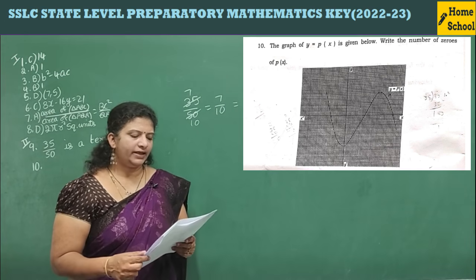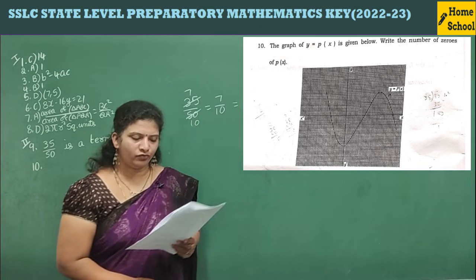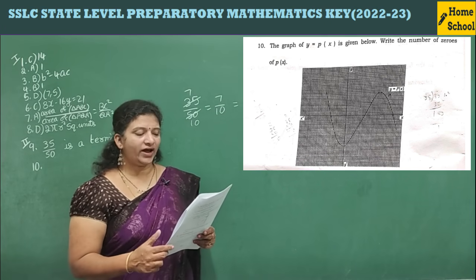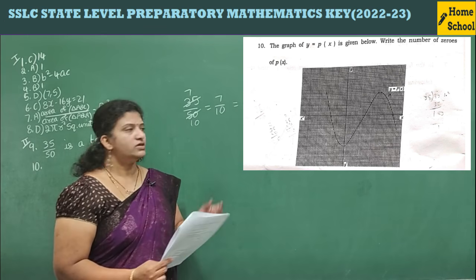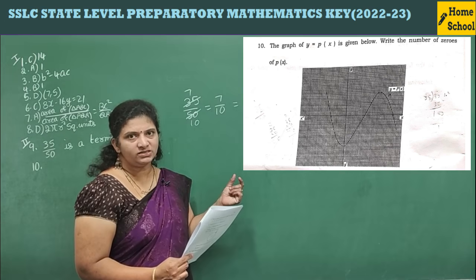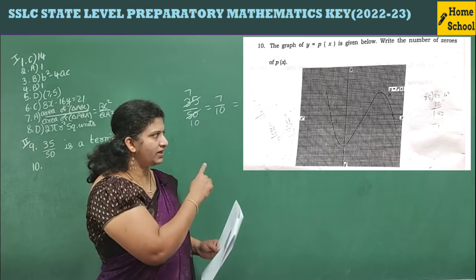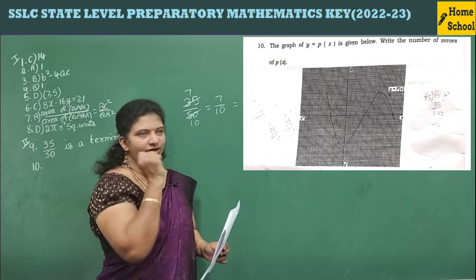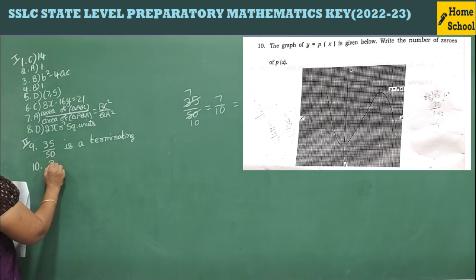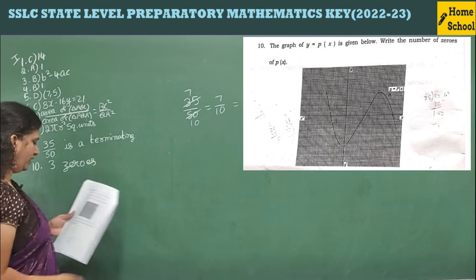10th one. The graph of y is equal to p of x is given below. You can see the graph over there. Write the number of zeros of p of x. So observe in the graph how many points on the x-axis this curve touches. You can see there 1, 2, 3. So how many zeros? 3 zeros. Write that. 3 zeros. Right?